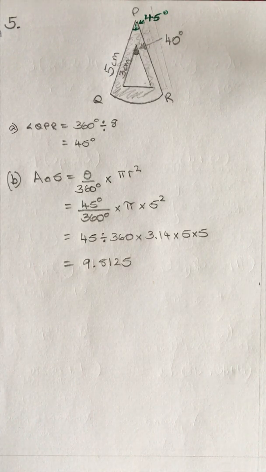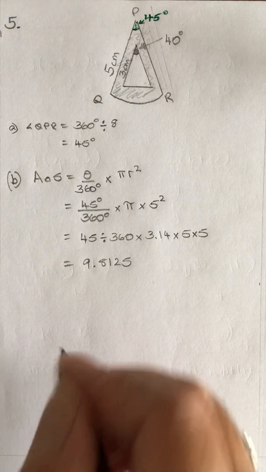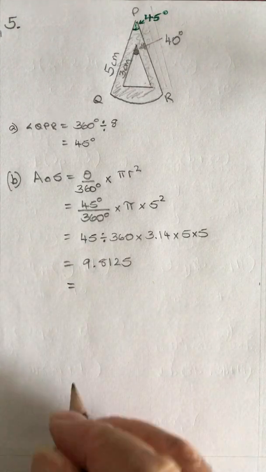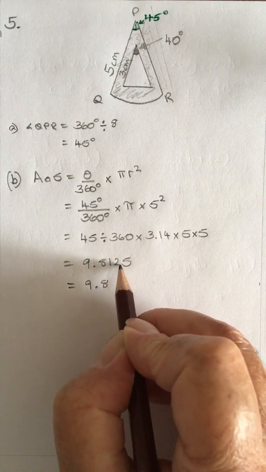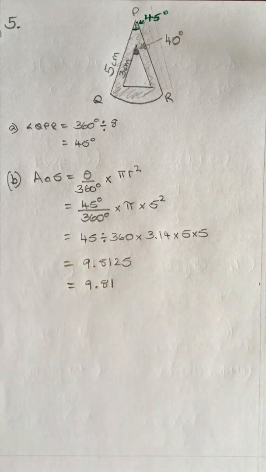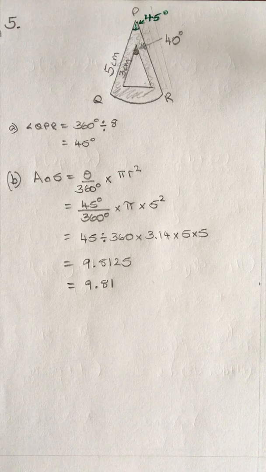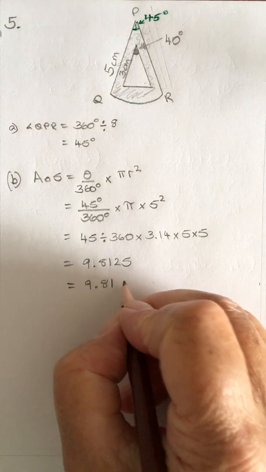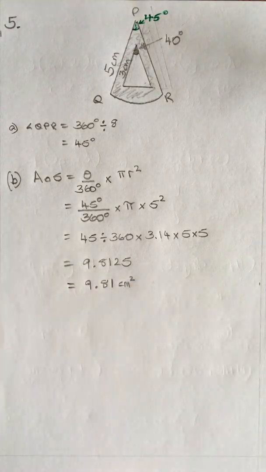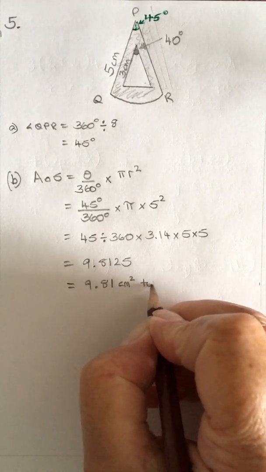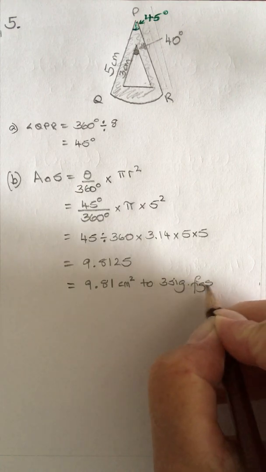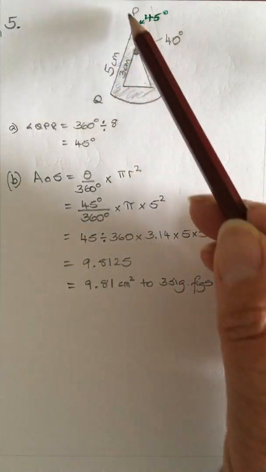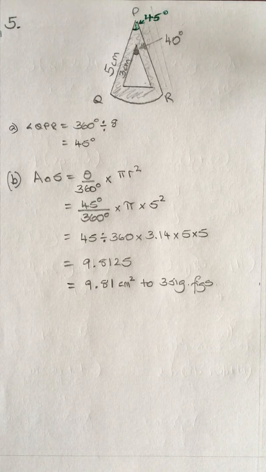Now check if it says you've got to round it. And right at the beginning of the exercise it says give your answers to 3 significant figures where necessary. So rounding that to 3 significant figures would make it 9.8, and the 1 stays a 1 because the next digit's a 2. So it's 9.81. The radius was in centimetres, so that's square centimetres, and that's 3 significant figures. Okay, so that's the area of the outer part, the sector.